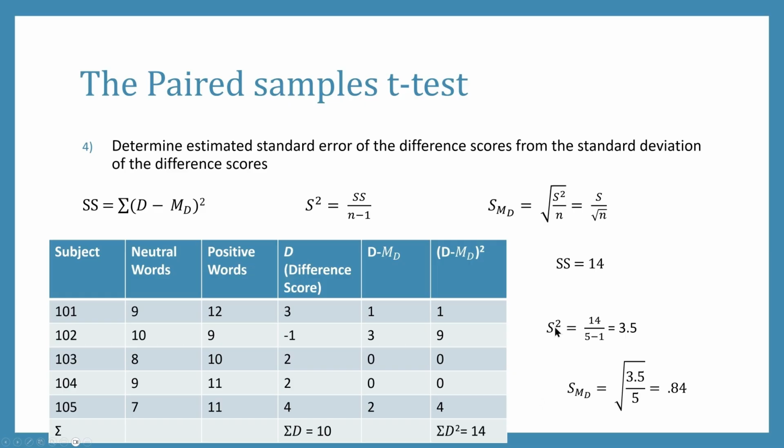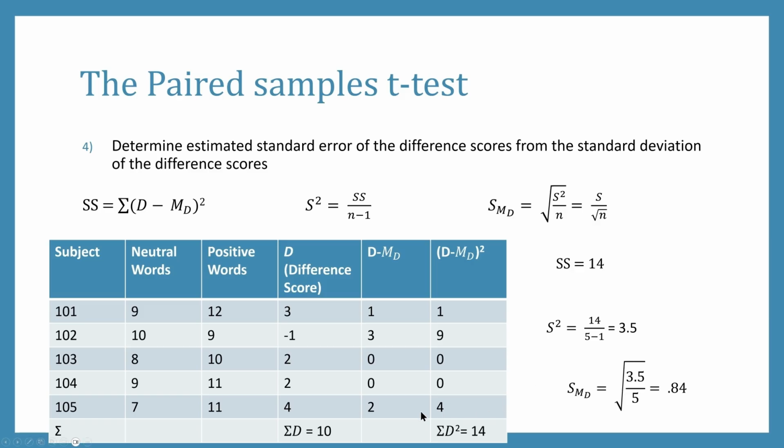So then we can plug it into our formulas. Our variance would end up being 3.5, so the standard error of the mean difference would end up equaling 0.84. Again, the formulas aren't necessary to memorize here. They are building off what you already know, but again, JASP will be doing this for us.